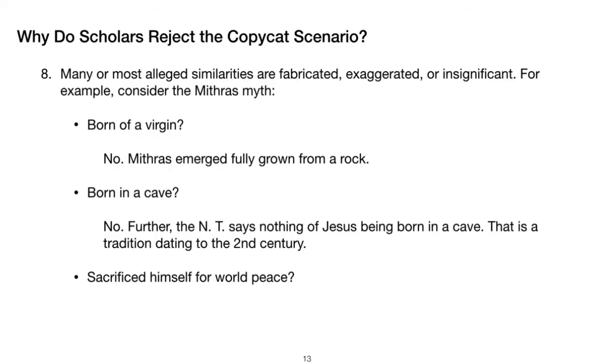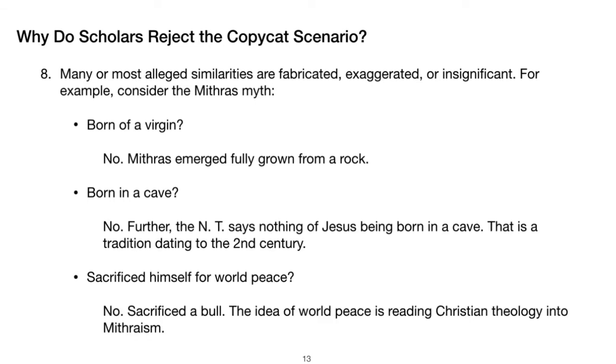Mithras supposedly sacrificed himself for world peace, we're told, but in reality, no. He didn't sacrifice himself. He is reported to have sacrificed a bull, but this whole idea of world peace is completely foreign to mythology. The pagan religions really have no concept of world peace. That is a Christian concept. So reading this idea of world peace back into these other religions is an anachronism. It's reading a Christian concept into these other religions that simply wasn't there.